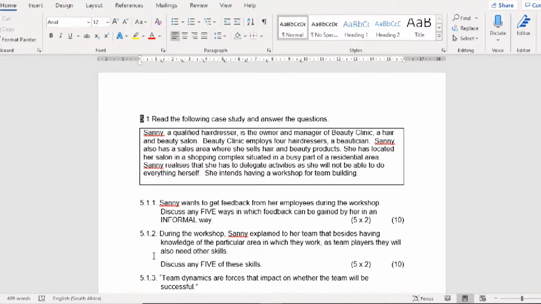The question says, during the workshop, Sunny explained to her team that besides having knowledge of the particular area in which they work, as a team player, they will also need other skills. Okay, that was a statement. Then we're coming now to read a question. They are saying now, discuss any 5 of these skills. So they constructed the question from the scenario, the case study. So you must make sure that you only concentrate on the question after understanding the scenario itself.